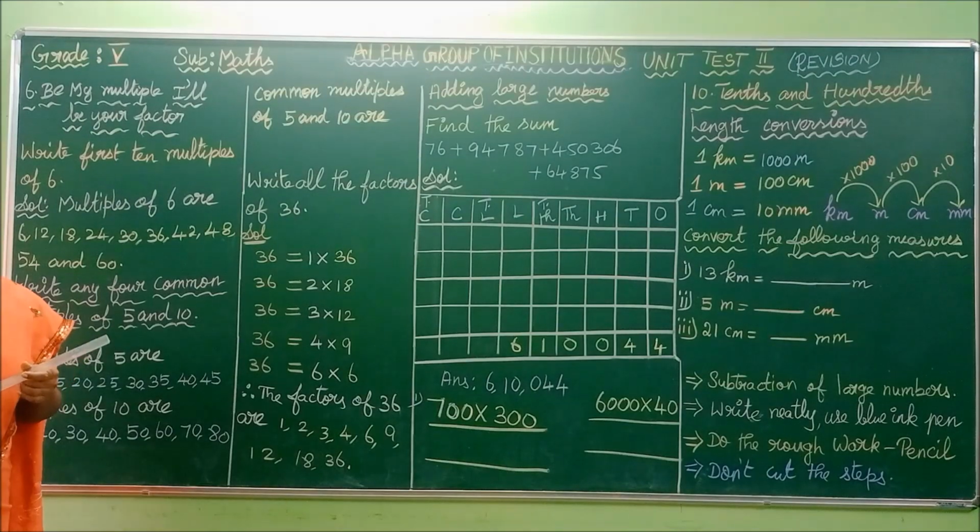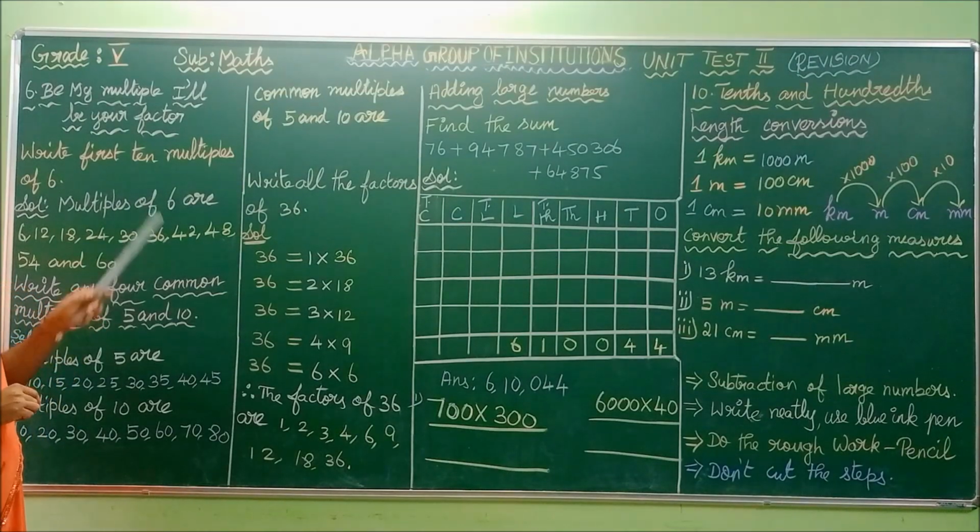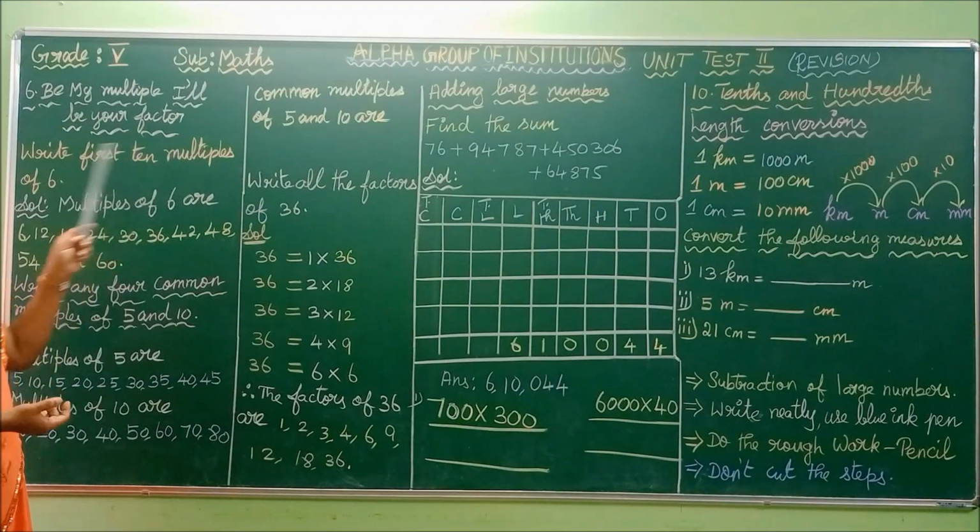How can you write the multiples of a given number? By multiplying the given number by the natural numbers. What are the natural numbers? 1, 2, 3 like that. You get the answer of the multiples of a given number.